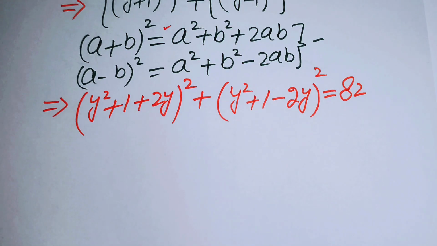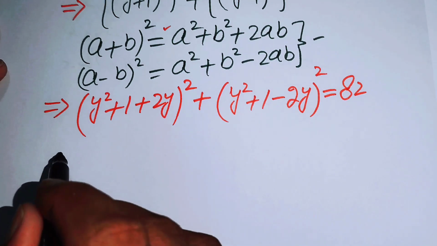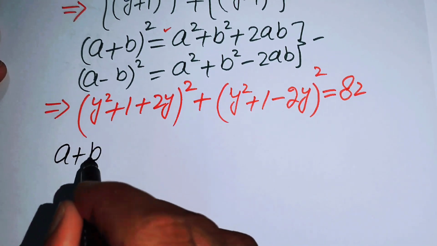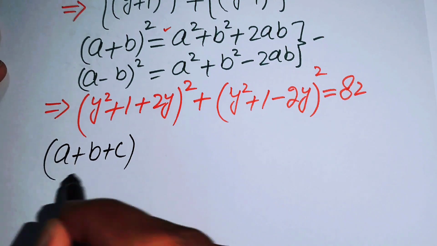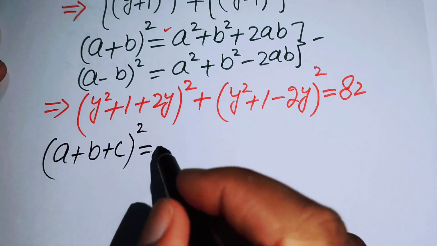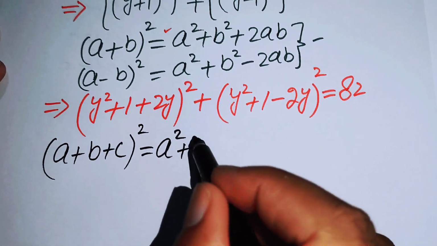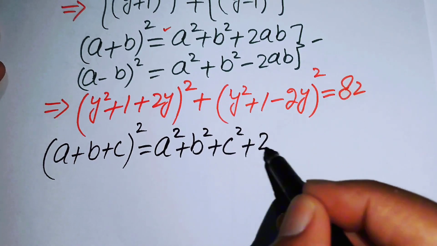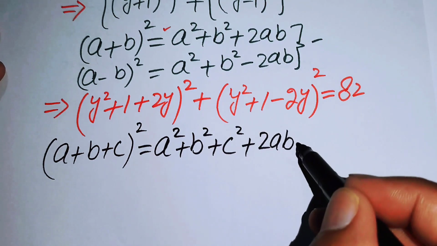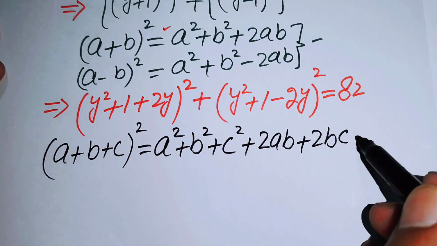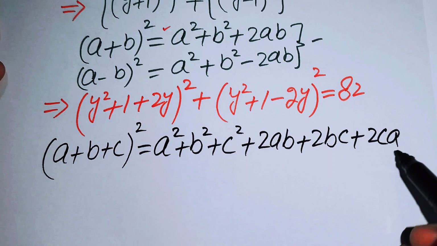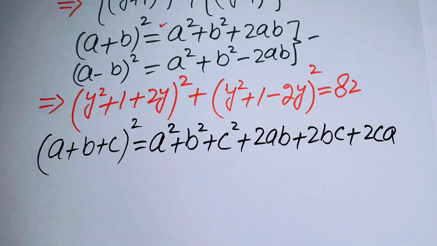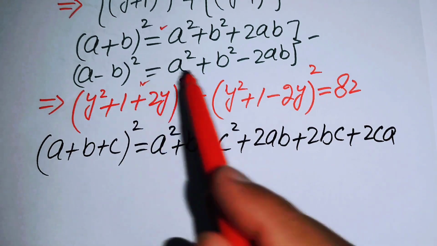And after that I can again use another triplet formula, and you know about this one. If we have (a + b + c)^2, it is equal to a^2 + b^2 + c^2 + 2ab + 2bc + 2ca. And now we can use this formula on both of these terms.